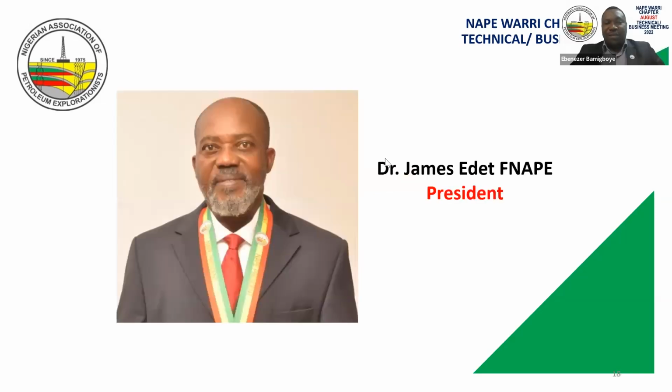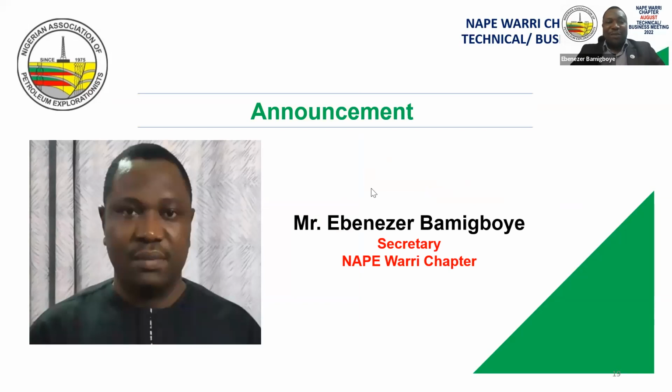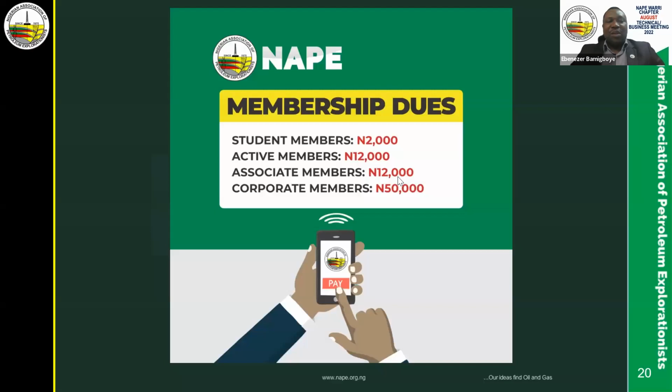Thank you so much, sir. We appreciate. Because of our time, I'll just go straight to the announcement. Please, as members of NAPE, we must remember that we have to pay our dues. It's very seamless now; just go to the NAPE website to pay. For student members, 2,000; active members, 12,000; associate members, 12,000; and corporate members, 50,000.